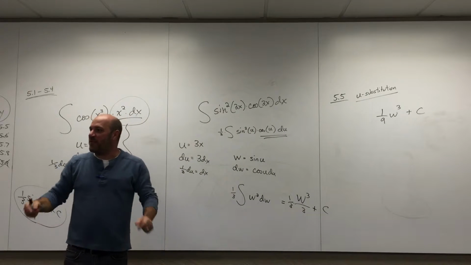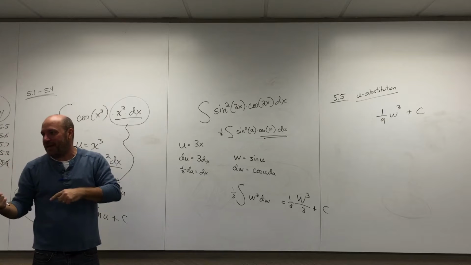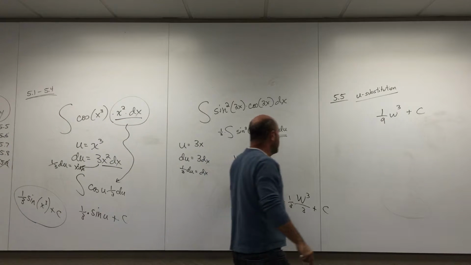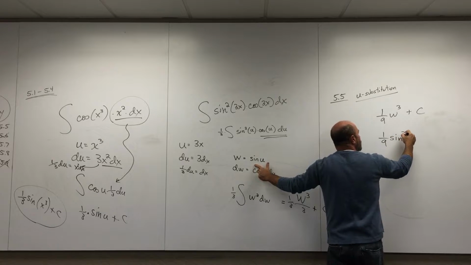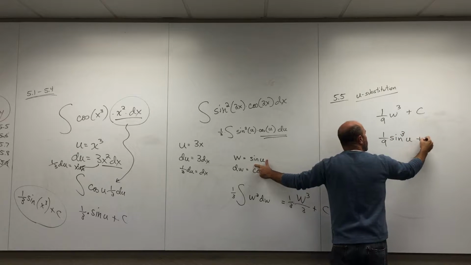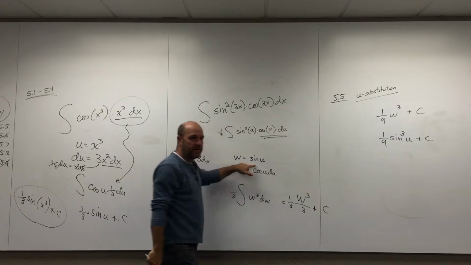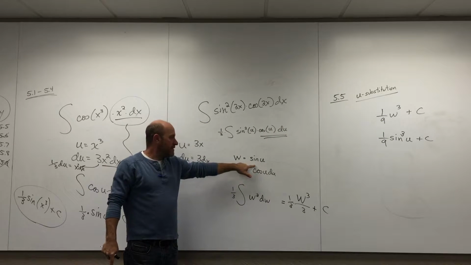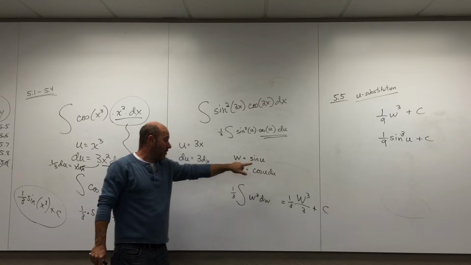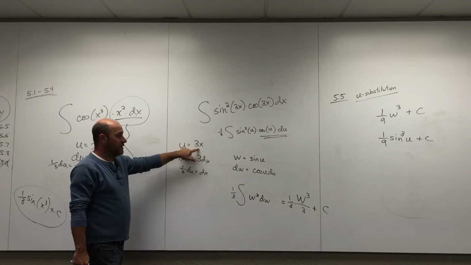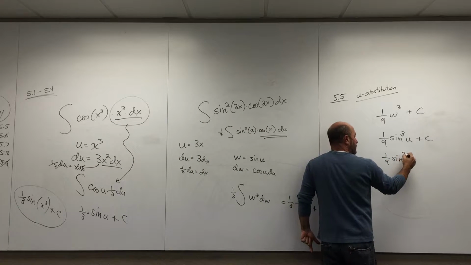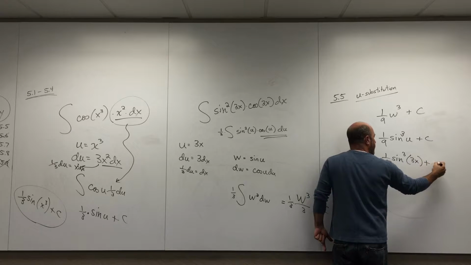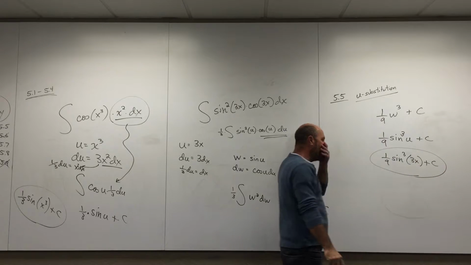But wait a minute. We've got to take our W's and turn them back into U's, and then turn it back into X's. If I turn it back into U's, this is sine cubed of U. You guys okay? And now we have to turn my U's back into X's. What were my U's? 3x. So it'd be sine cubed of 3x over 9, plus C. There's the answer. Oh, wow.